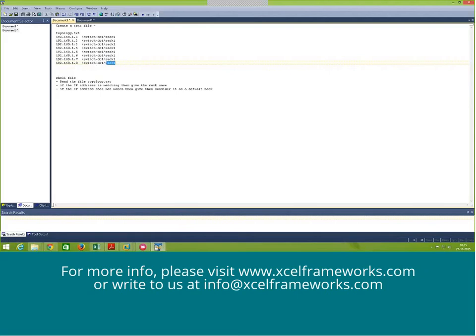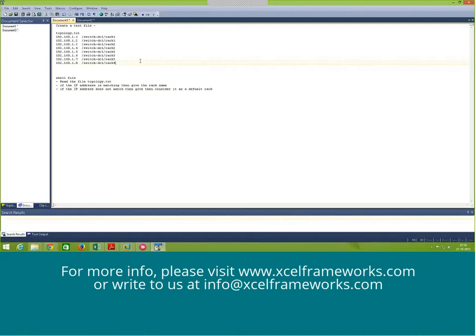So let's say this one is in rack 1, this is in rack 2, rack 3, and this is in rack 4. This is how the data nodes will be distributed across. And if that IP address is not available in this text file, then it will consider it to be a default rack.